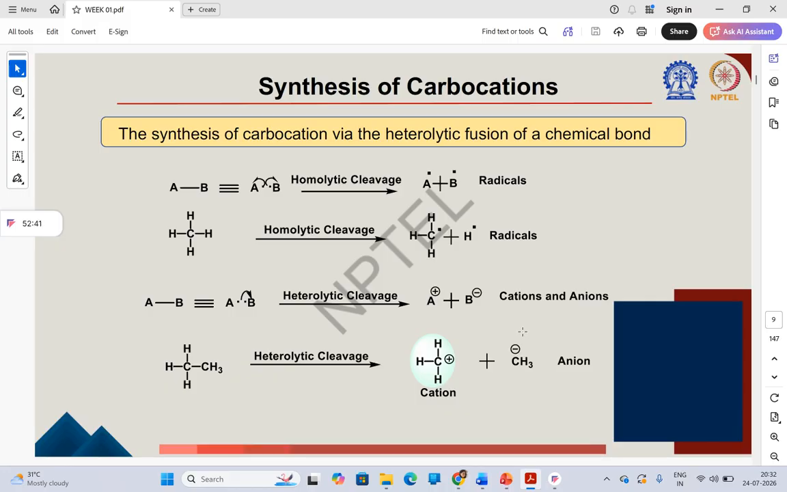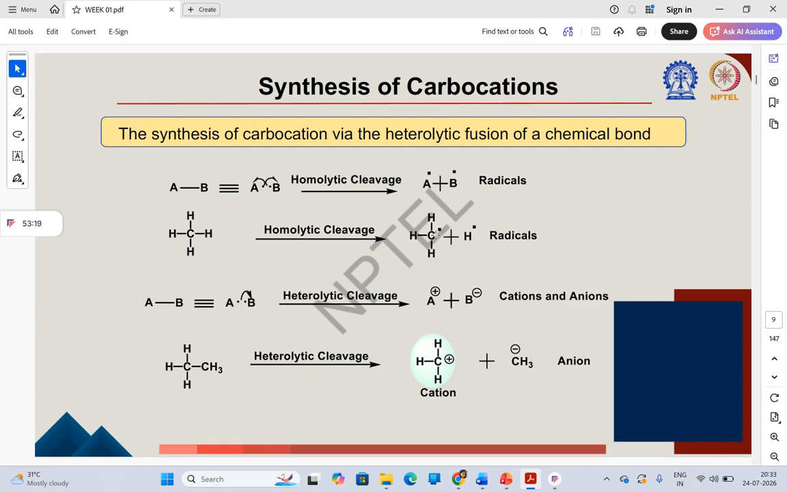First we will discuss homolytic cleavage. What is homolytic cleavage? In homolytic cleavage, the bond breaks and the electrons are distributed equally between both atoms. That is called homolytic cleavage. So one electron will be at the A position, and the other one will be on the B position. That's why radical formation takes place, right? Similarly, in the case of methane, if you do homolytic cleavage, an H radical and a CH3 radical will form. This is homolytic cleavage.